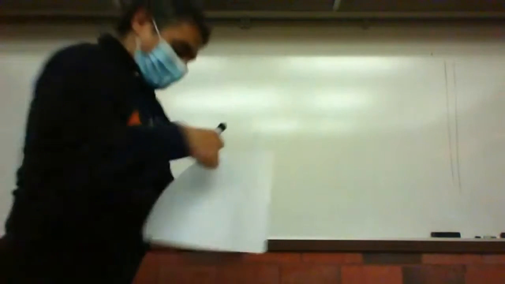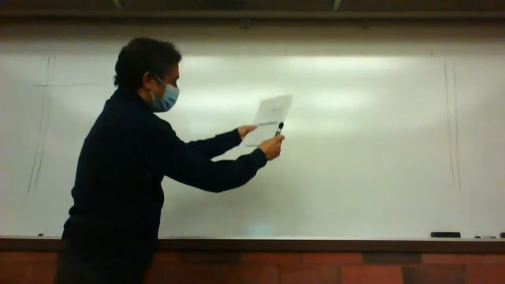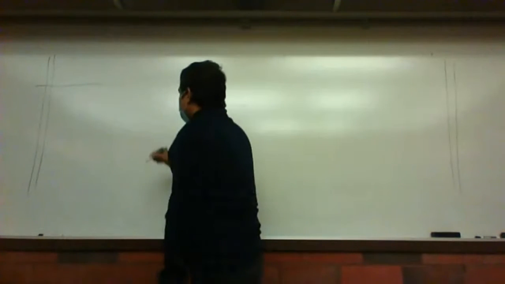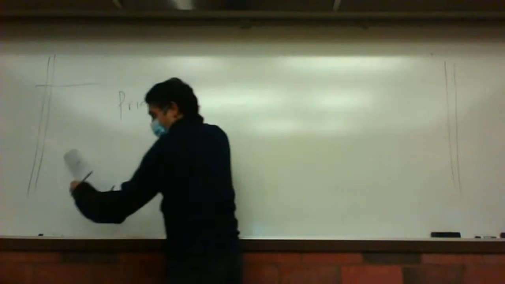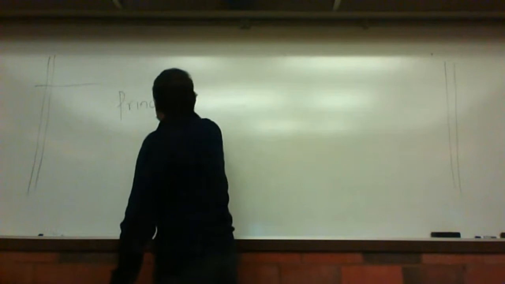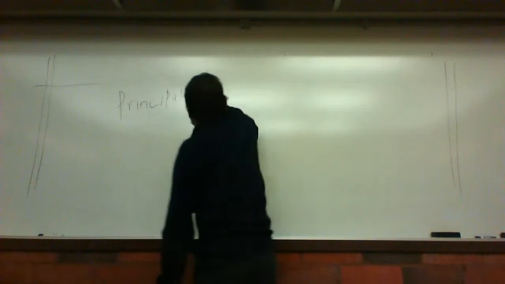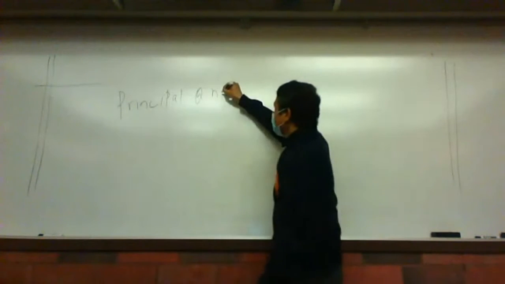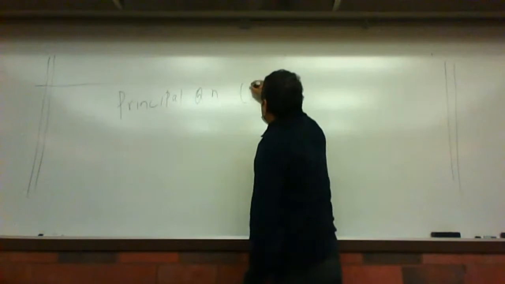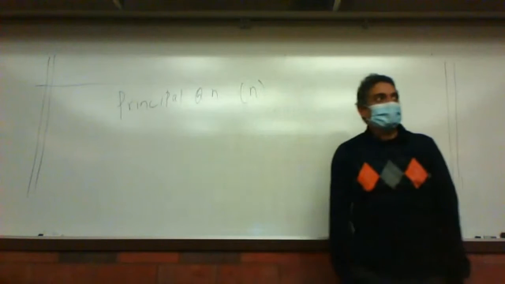All right, so I'm in the 8th slide now. So we have four kinds of quantum number. One is principal quantum number. It is given by n, principal quantum number.